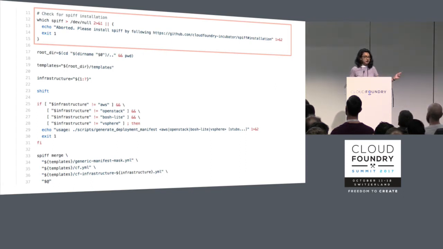So taking a look at this manifest generation script, first thing I remembered was that you had to check if this external tool spiff was installed. The nice thing about BOSH 2 and ops files is that there's native support for it in the new Golang CLI.